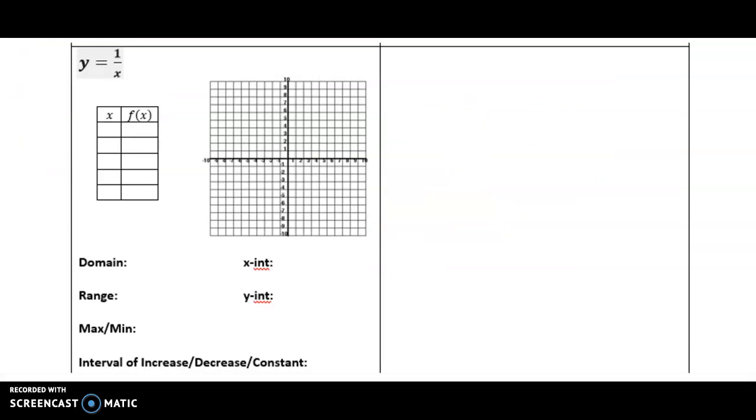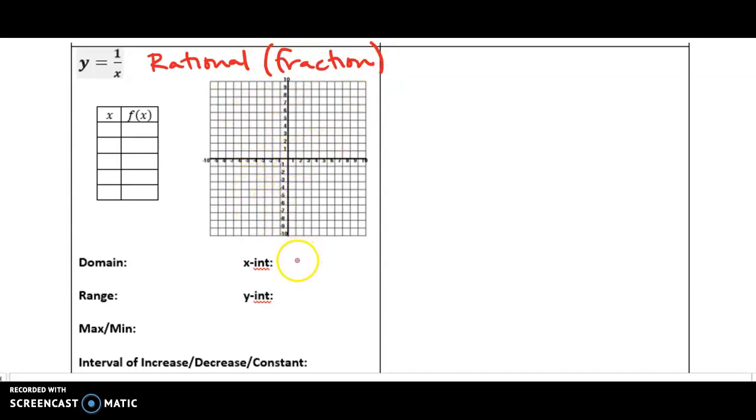y equals 1 over x. You'll notice that this function is a fraction. Whenever we have our variable in the denominator, which we see here, our x is in our denominator, that is when we have a rational function. When I say rational, that just means fraction. So it makes sense. This is a rational function.